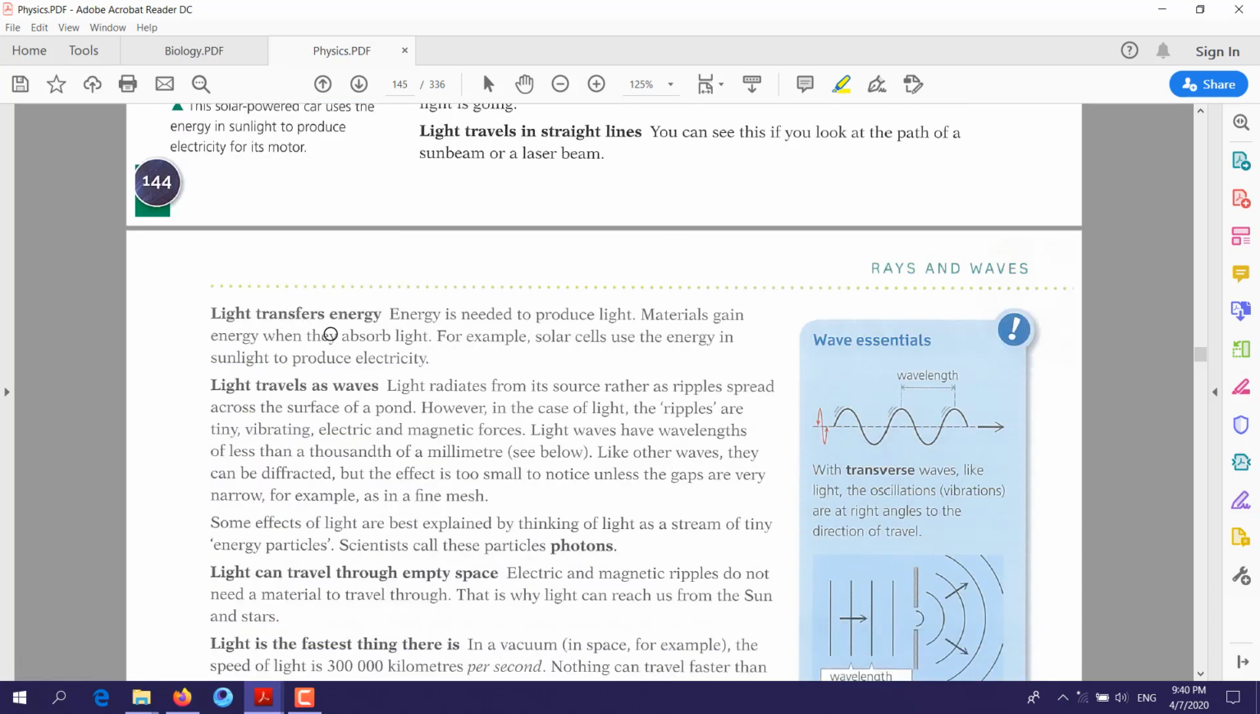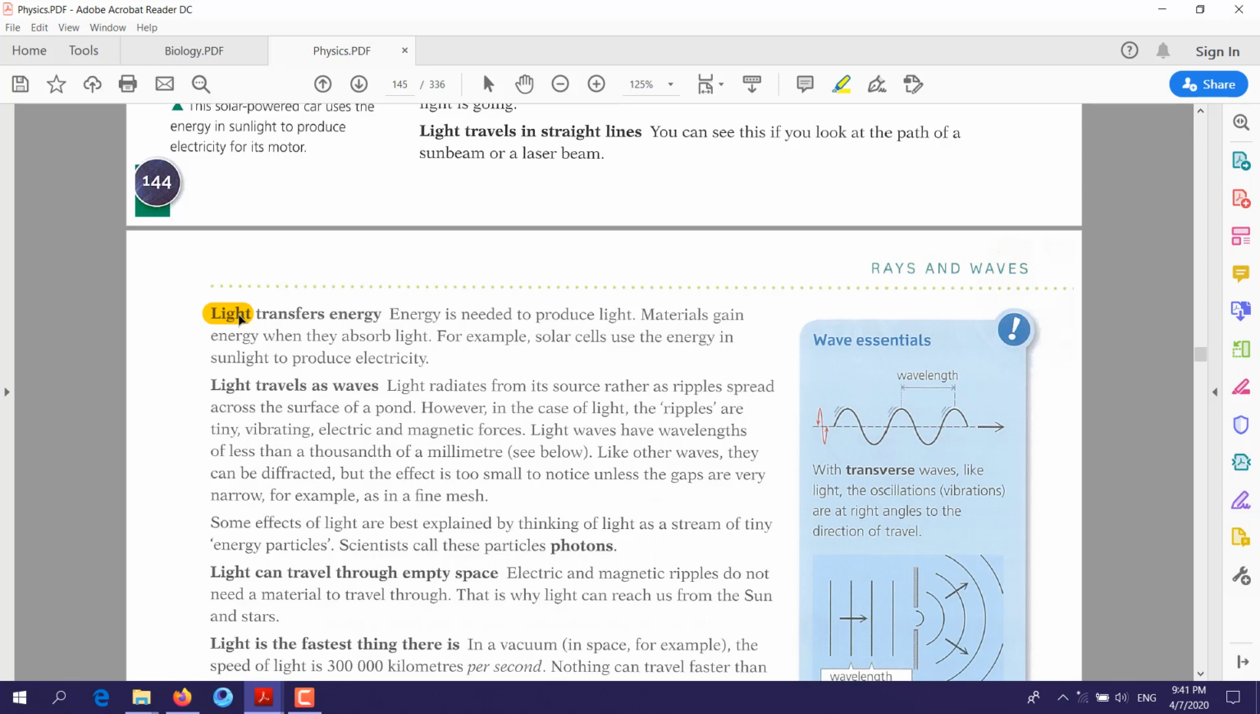Light transfers energy. What does that mean? Firstly, to produce light, there should be energy. Let's take an example, the sun. When the sun produces light, this light is coming from where? It's coming from the chemical reactions happening in the sun. Then, when the sun sends the light, it is transferring the energy. How can we make sure this is correct?